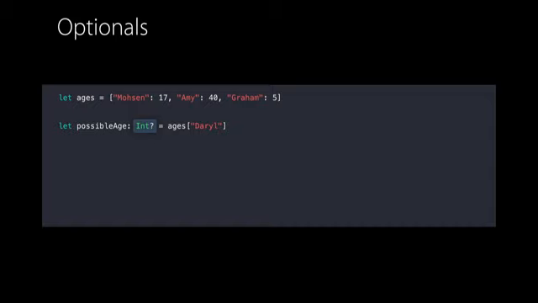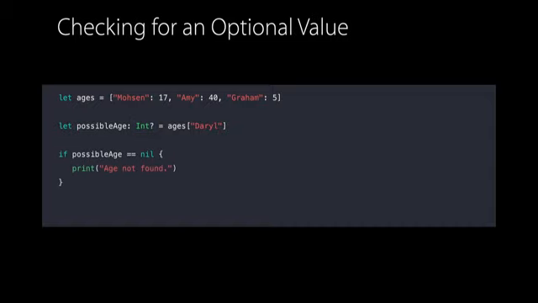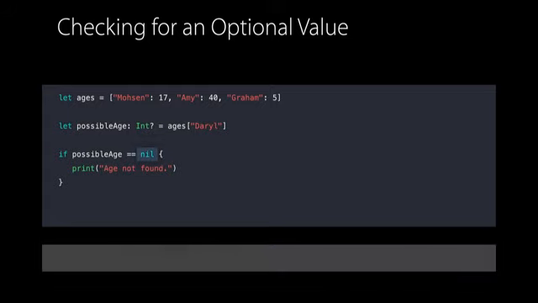Now we can check to see if we found a value by comparing it against nil. Nil is just a special way, a shorthand way of writing no value. If we try this for Daryl, there is no value, we print the message. Age not found. If we try this for Amy, well, we do find a value, so it doesn't equal nil, and so we don't print the message.